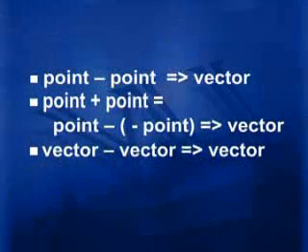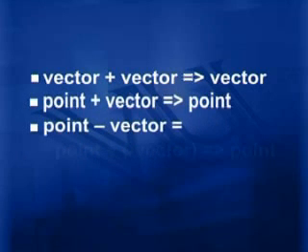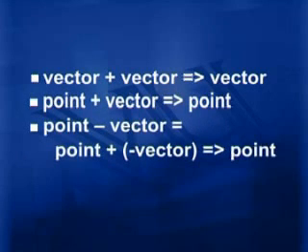Therefore, when we are subtracting two points or adding them together, the resultant would always be a vector. And if we subtract a vector from another vector, the resultant would always be a vector. And if we add two vectors together, the resultant would still be a vector. And a point plus vector would always result in a point. Point minus vector can always be expressed as point plus negative vector, and would always result in a point.